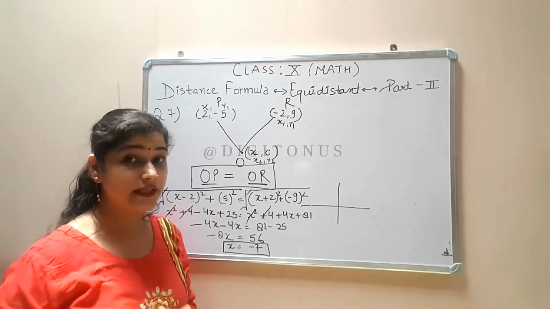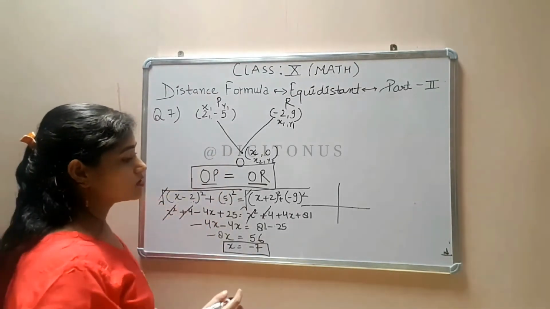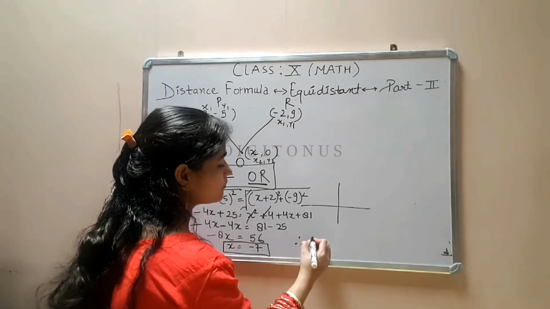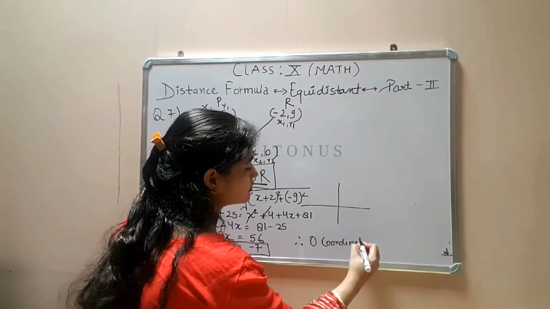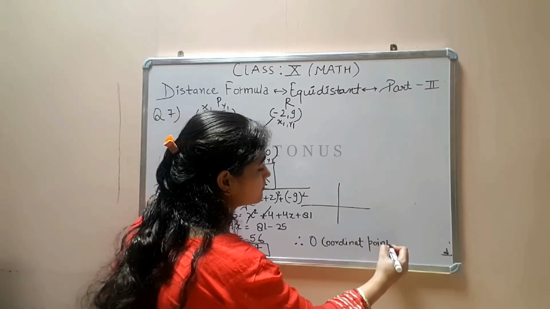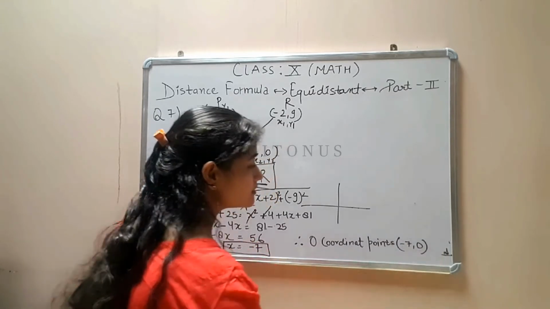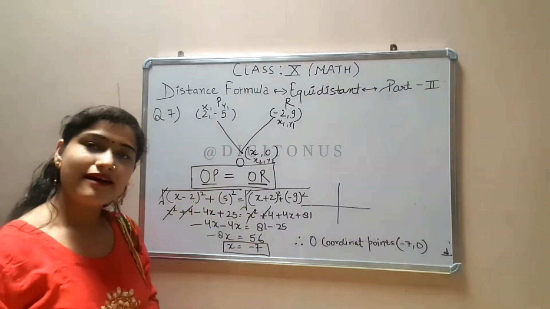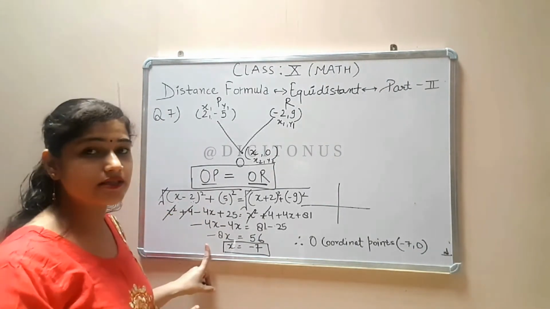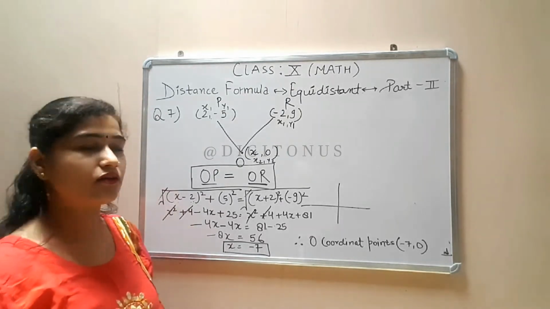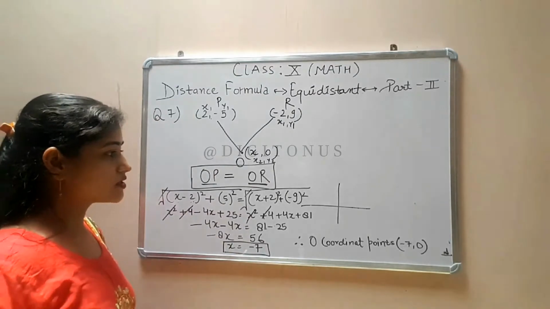What are they asking? You read the question carefully. They are asking the value of this coordinate point. So we will write here, therefore the coordinates of O are (minus 7, 0), and y will be 0 only because this point is on the x-axis. I hope it's clear to you, because students, in the whole exercise of the distance formula, the equidistant topic is very important. Okay, so you note down this solution.